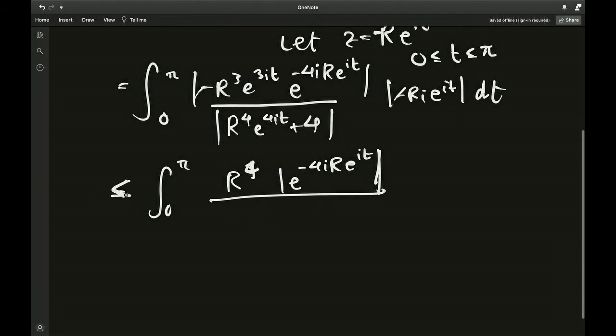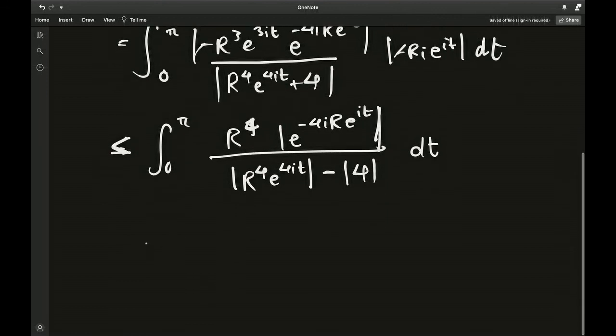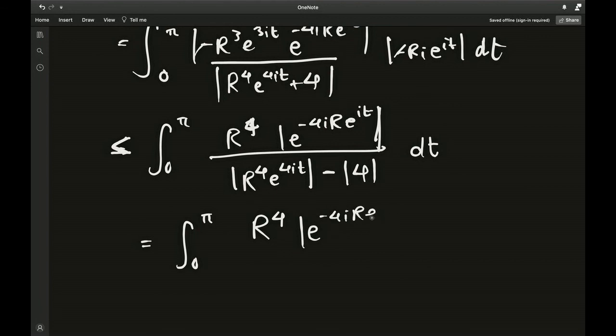use a triangle inequality in the denominator, so I can write this as mod of r to the 4th e to the 4it minus mod of 4 and a dt. Evaluating this is easy. R to the 4th, mod of e to the negative 4i r e to the it, divided by r to the 4th minus 4 dt.